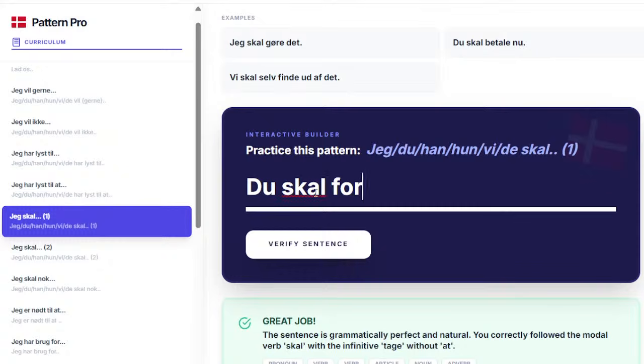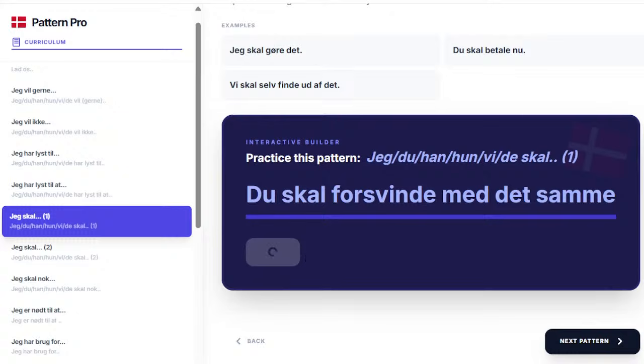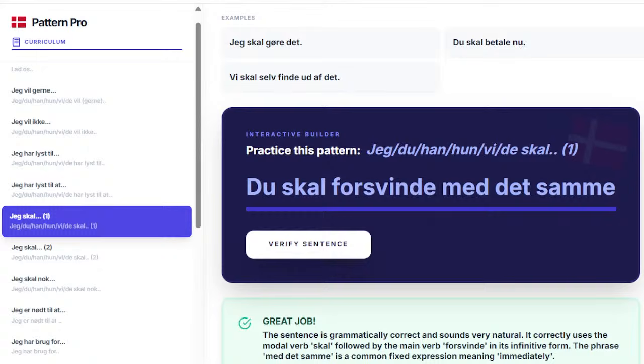Du skal forsvinde med det samme. It's a little bit dramatic. Oh well. Du skal forsvinde med det samme. Which, by the way, means you must disappear right now. It's kind of like, be gone.